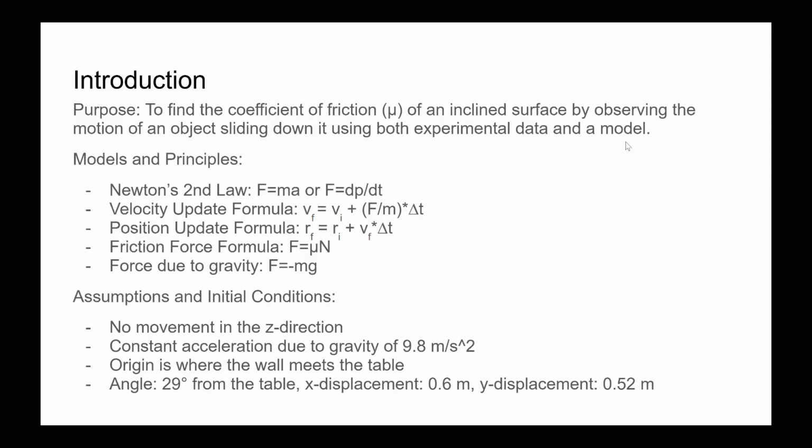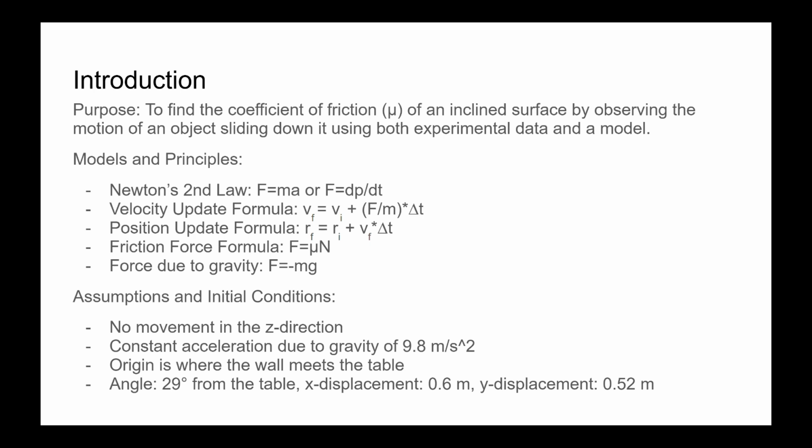So, the purpose of this lab is to find the coefficient of friction mu of an inclined surface by observing the motion of an object sliding down it using both experimental data and a model. The models and principles involved are Newton's second law, the velocity update formula, the position update formula, the friction force formula, and the force due to gravity formula.